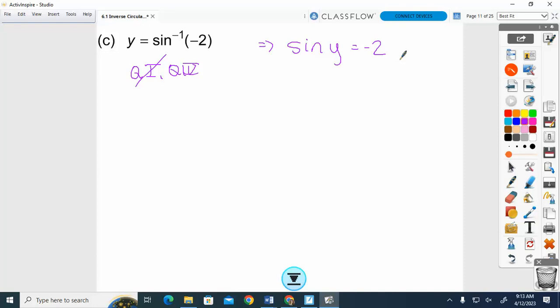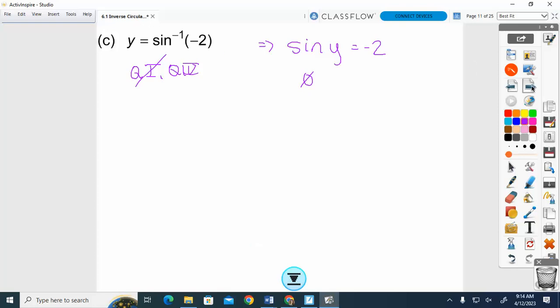Think about the graph of sine. What's the lowest value on that graph? -1, and the highest? Can sine equal 2? No, sine can only be things between -1 and +1. If you tried this on your calculator, you would do sine inverse, so you hit second sine of -2, and it tells you, error, domain. It is not possible. So this one does not exist. You can't do that. Do you guys understand what an inverse is doing?